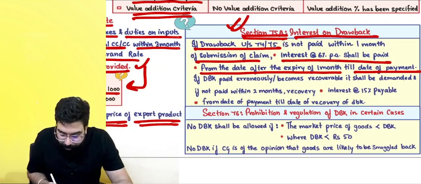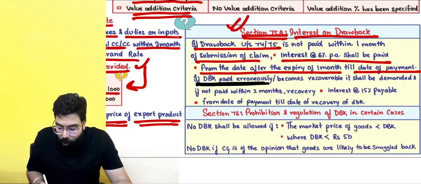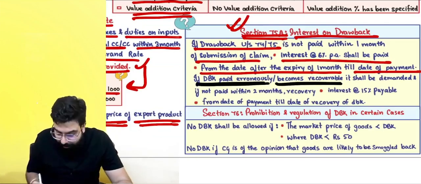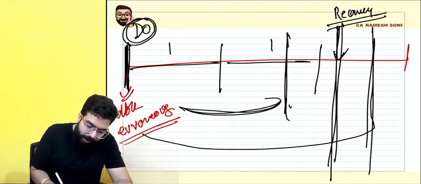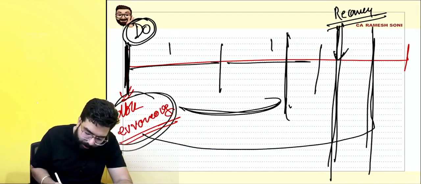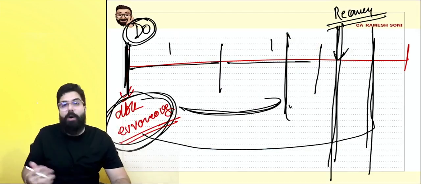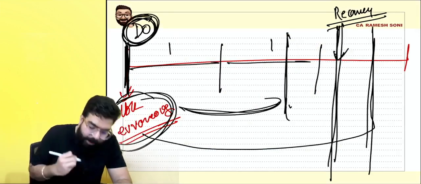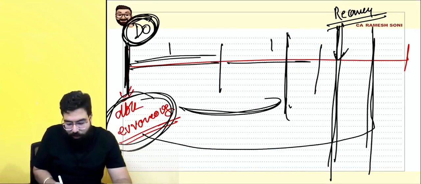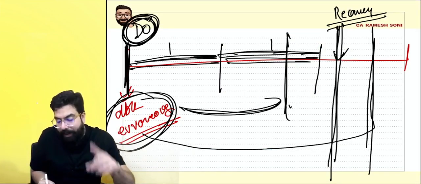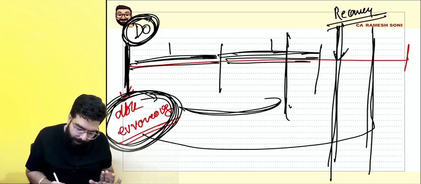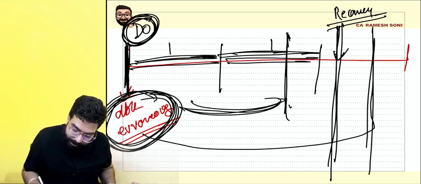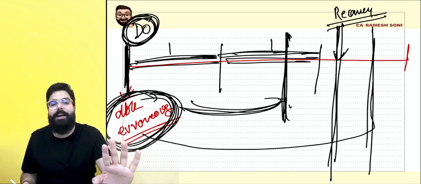See, if DBK is paid erroneously or becomes recoverable, then it shall be demanded. And if not paid within 2 months, they will give you a demand order. So DBK was given erroneously, they came to know about it, and once they came to know, they will give you a demand order. Once they give you a demand order, you just have 2 months' time. Please return it. Once you return, from the day DBK was paid erroneously till the date you have returned it, you have to pay interest.